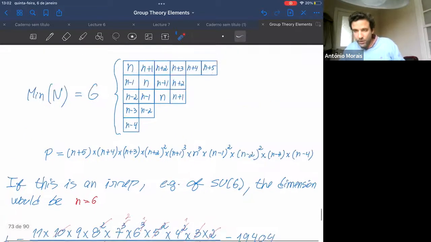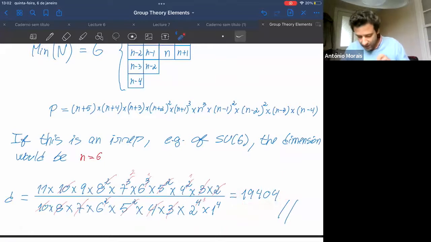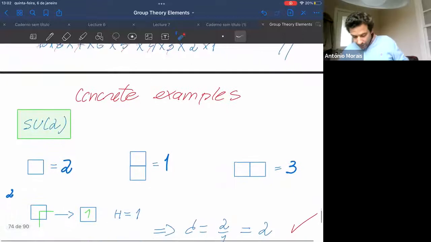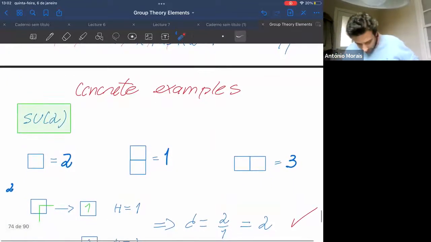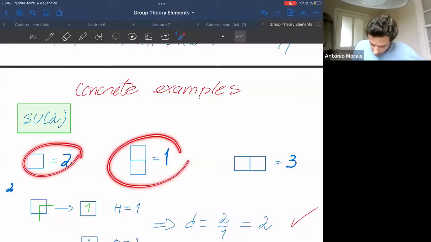Definitely, this Young tableau is not something that when you build a model, you want to immediately start with these representations. But here, this is simply a mathematics exercise. So, concrete examples to finalize. For SU2, you have the doublet, the singlet.